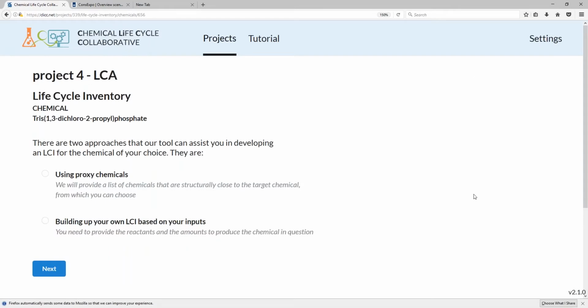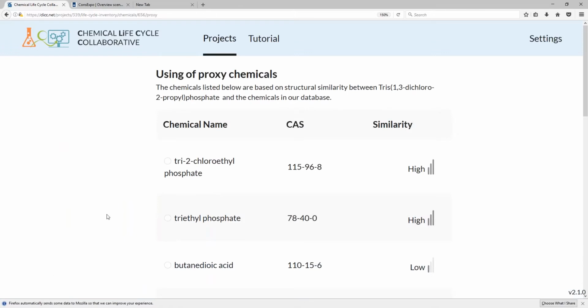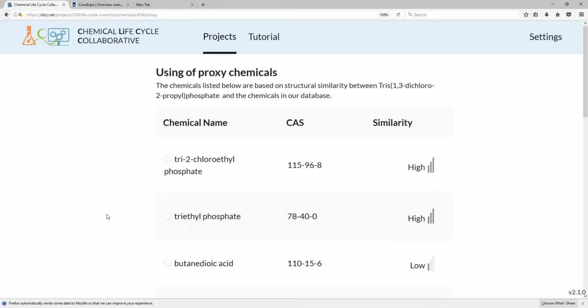So if we say yes, then there are 2 options. One is to use proxy chemical. Let's see what happens if we use proxy chemical. So if we choose proxy chemical, then what it does is that it retrieves the chemical structural similarity module, and it searches the chemicals that are structurally similar, which also have life cycle inventory data in our database. It seems that trichloroethyl phosphate does have life cycle inventory data, and it has a high similarity. So this might be a good proxy value.